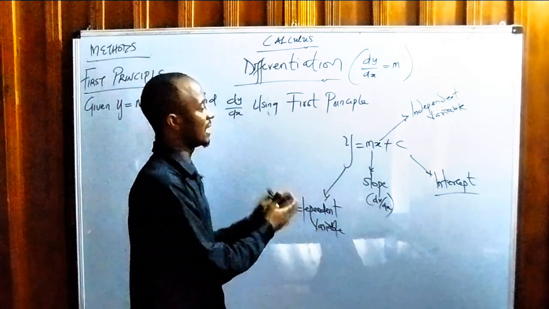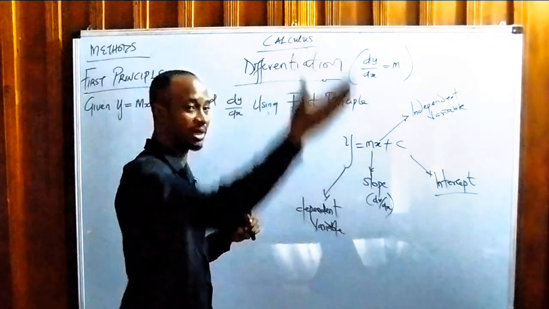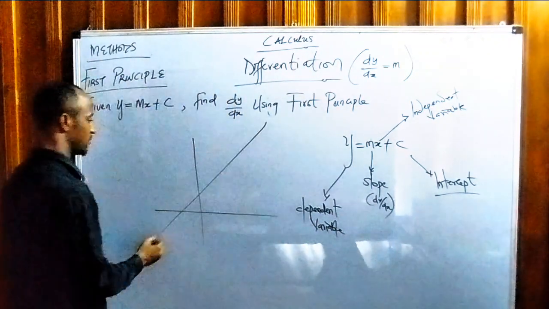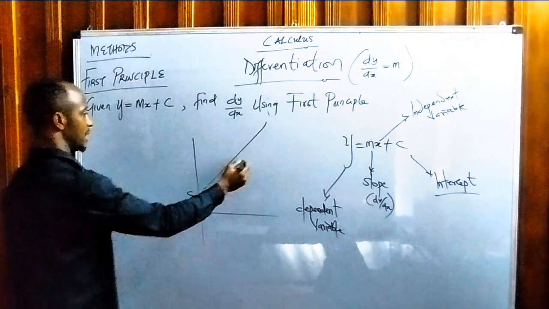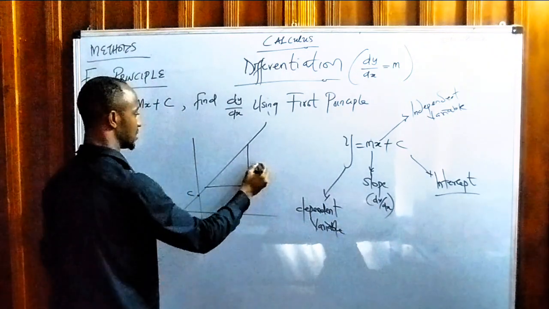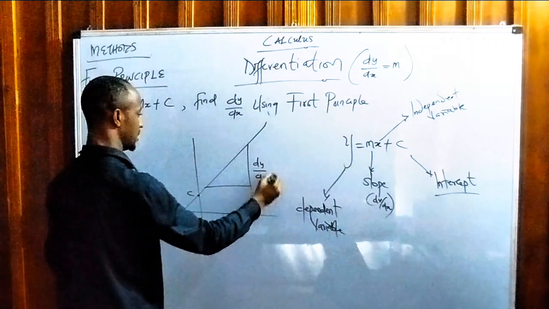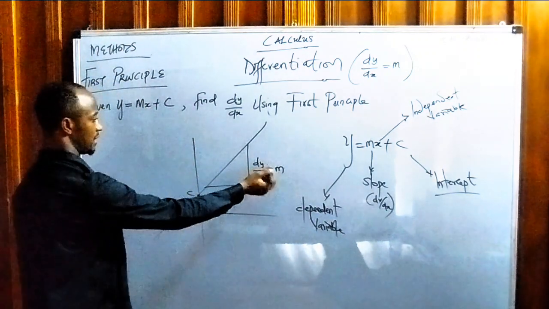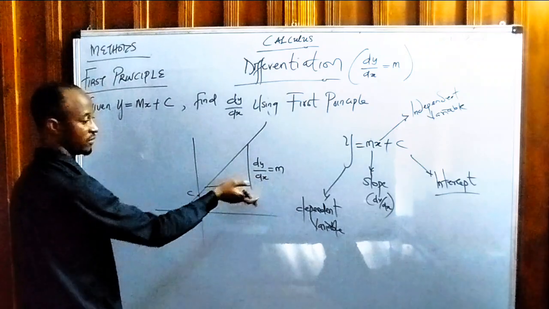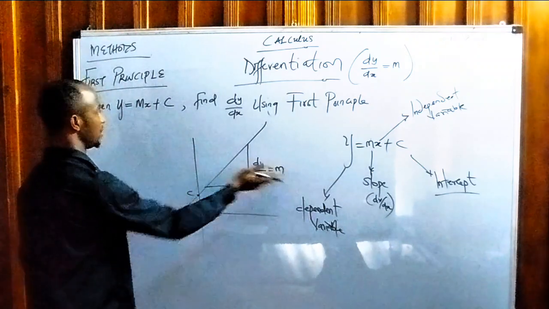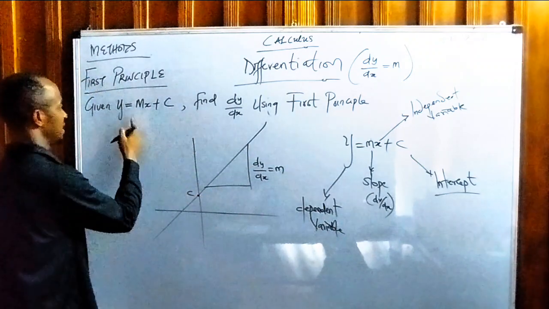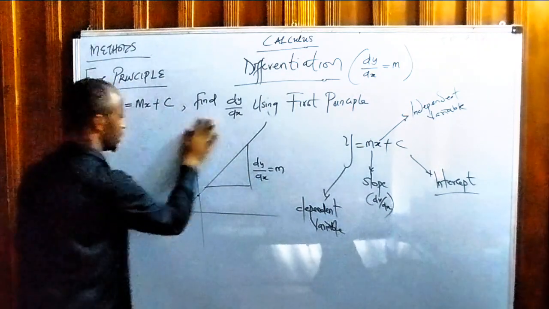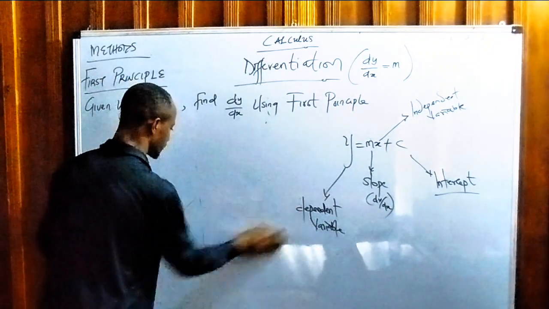So a graph of y against x will give us a straight line graph of this form, where we have c, and our slope, which is our dy/dx, is going to give us m. Is our slope, changing y over changing x, equals what? m. So if we differentiate this, we are expected to have m as our final answer, right? Good.